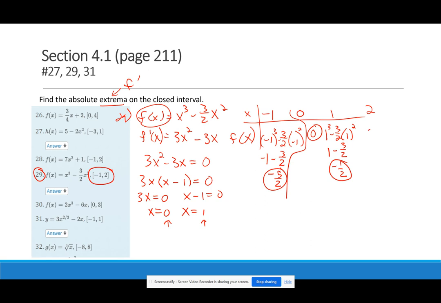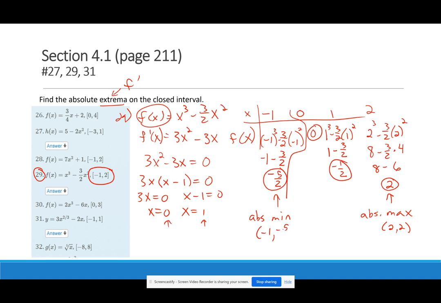Now I'm going to plug in 2. Get 2 to the third minus 3 halves times 2 squared. So that's 8 minus 3 halves times 4. So that's 8 minus 6, which is 2. Okay, so then the biggest one is that. So the absolute max on that closed interval would be the ordered pair 2, 2. And then the min would be the smallest one, which happens to be the other endpoint. And that would be the absolute min. And that would be at -1, -5 halves.